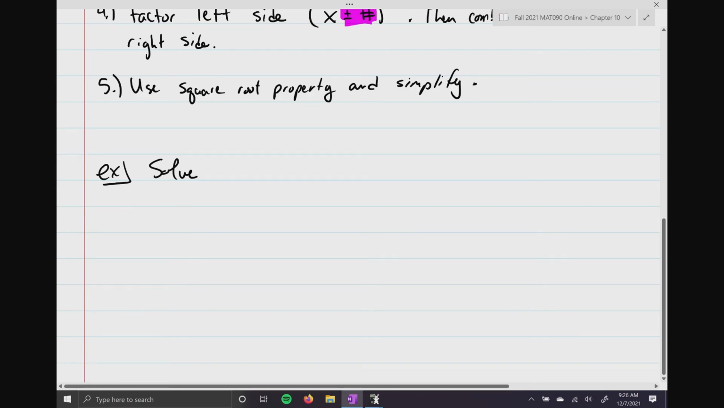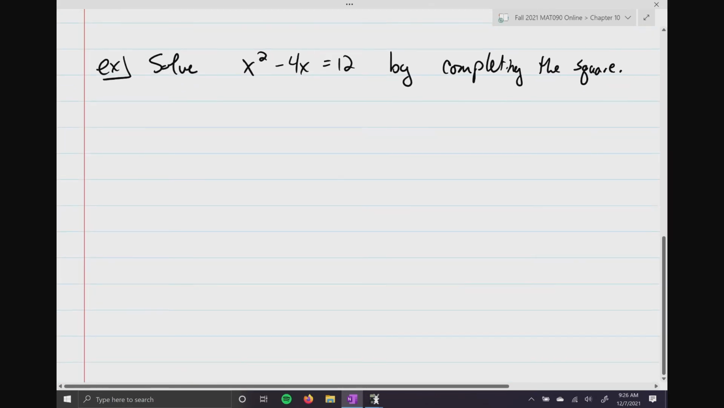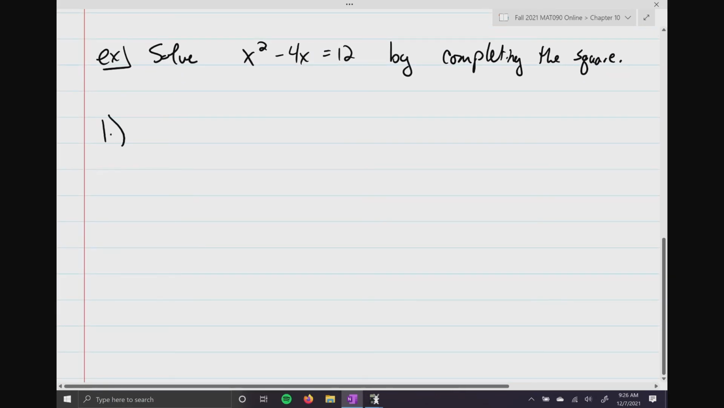So we're going to solve x squared minus 4x equals 12 by completing the square. Okay? Excuse me. So here we go. Step 1. We need to get it into the form that we want, and luckily for us, it's already there. We have the variable terms on one side, constant terms on the opposite side. Now, I did something here, which is I left this space. If you want to, you can leave a space. I highly recommend it, but you don't have to.